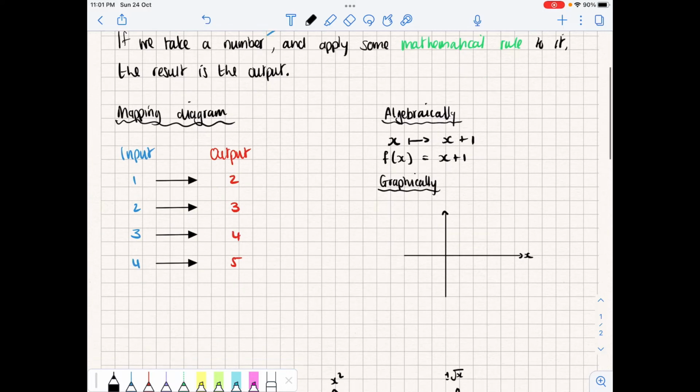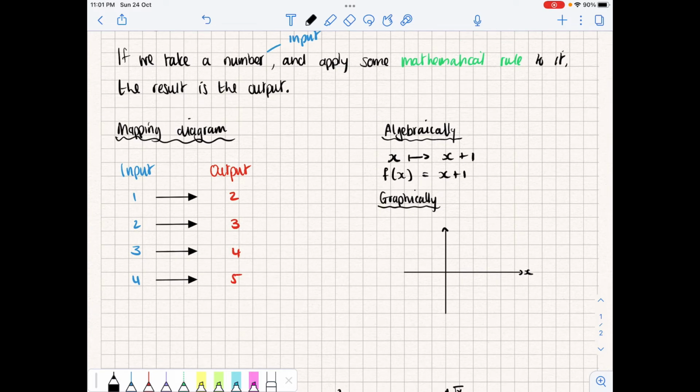The final way we can represent this is graphically. So graphically, if we look at this, f of x, or x mapped onto x plus 1, this is a linear function, and that can just be represented as a straight line with a y-intercept of 1 and an x-intercept of -1. And so it would exist over here. So graphically, we can represent this as well.